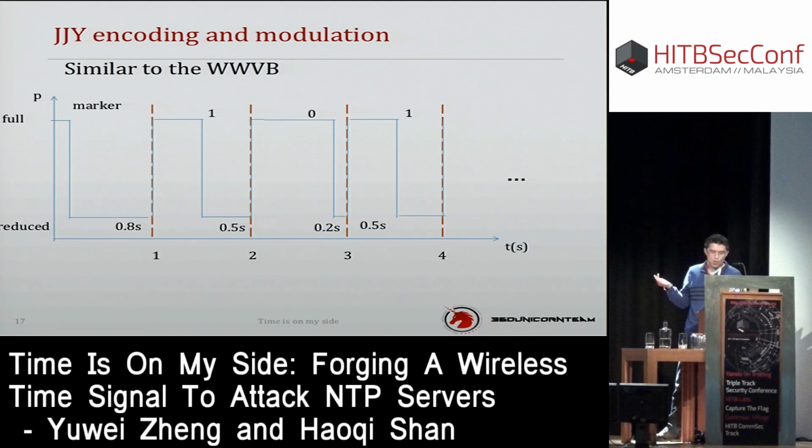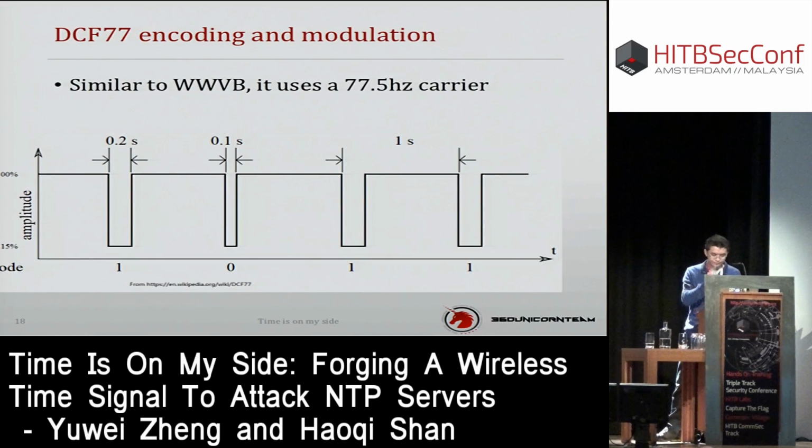Well, the JJY radio station is operated by Japan. Its encoding mechanism is very similar to WWVB. The differences between them are the different pulse widths of each bit and the different frame encoding. It also uses the 60 kHz carrier.